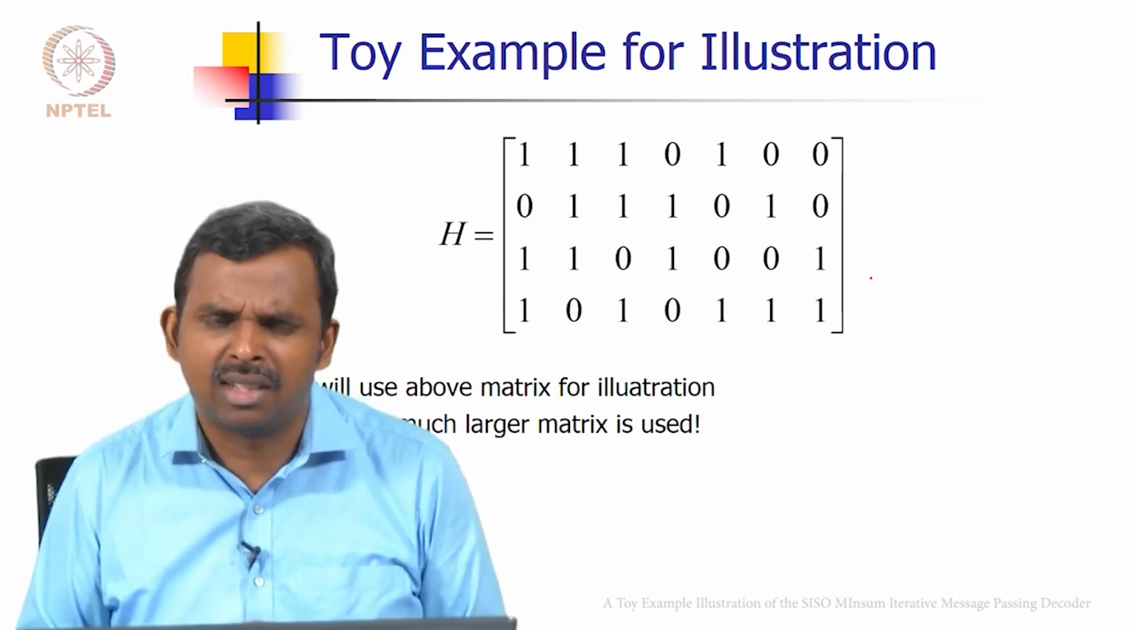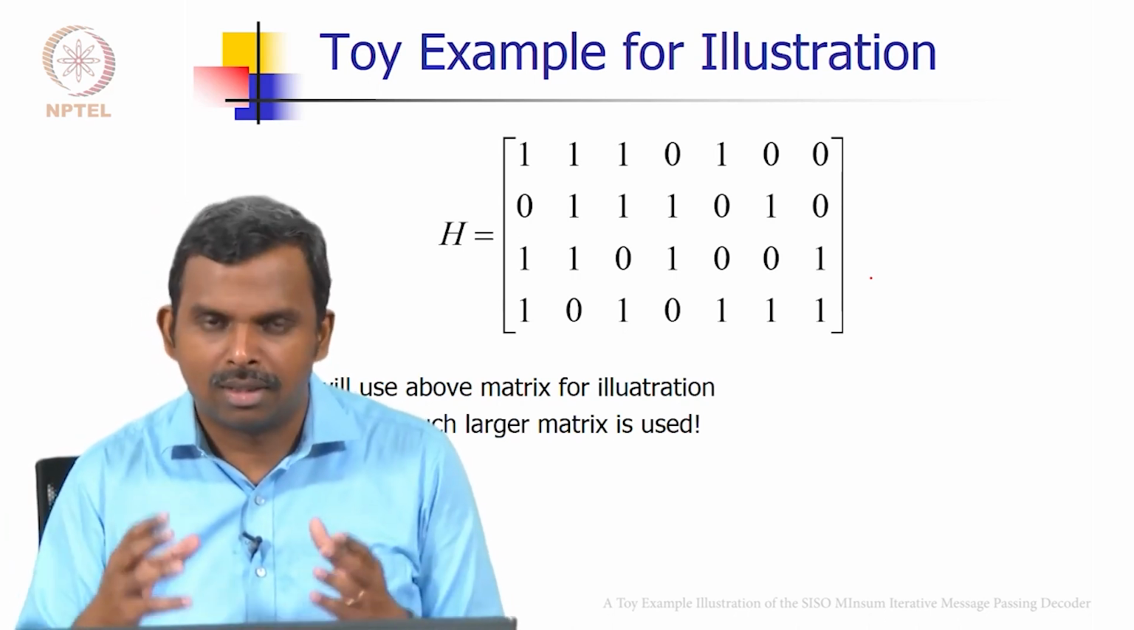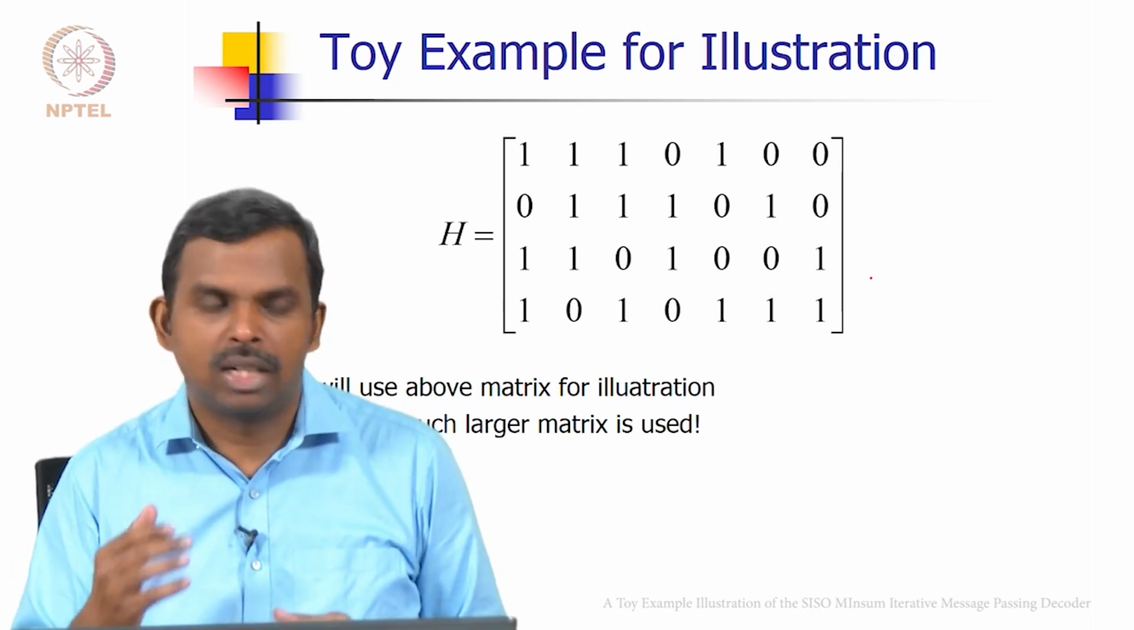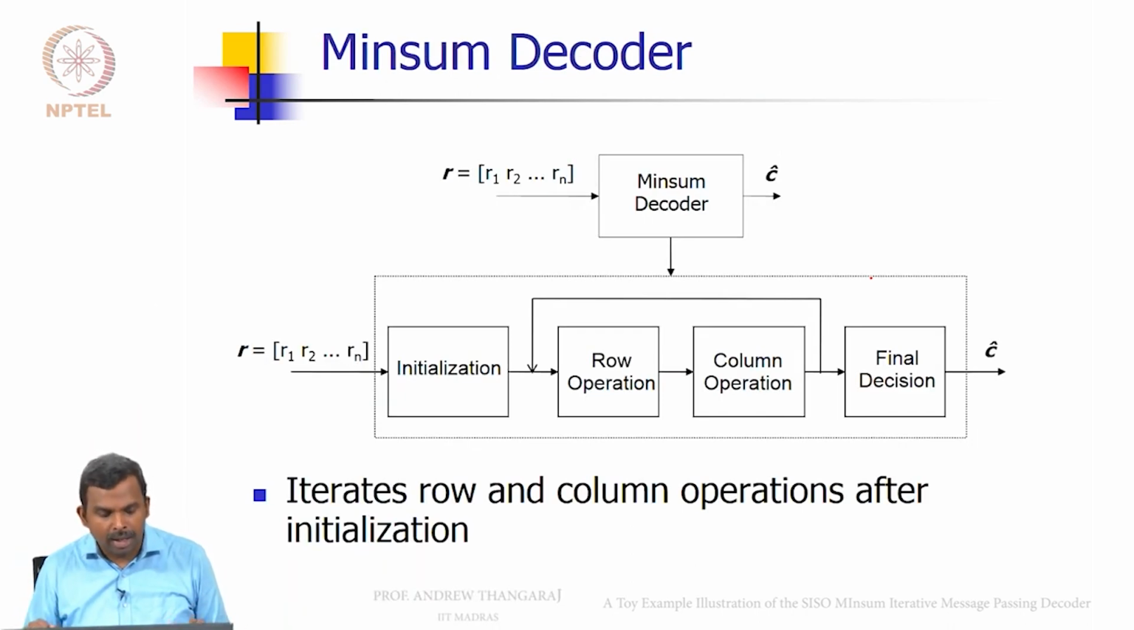Typically a much larger matrix is used, but extending it to a larger matrix is not really difficult. It is just the basic idea that is important. So, let us get started. We are going to focus on the min-sum decoder. We will not be doing log, tanh, hyperbolic and all that, just min-sum. And how does that work?